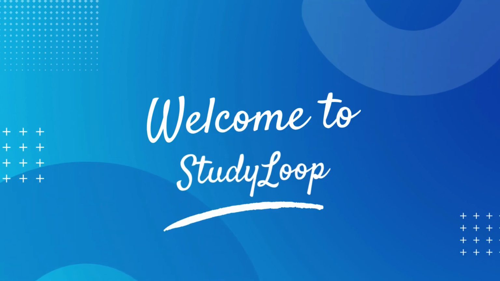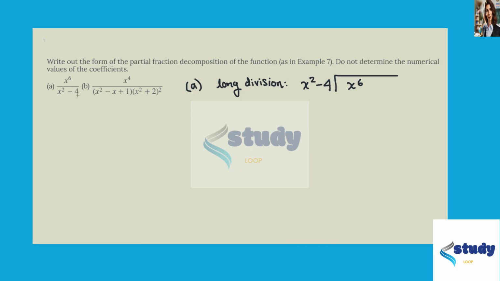Welcome to Study Loop. Let's go ahead and find the partial fraction decomposition for these fractions given in part A and B. So let's start with part A, x to the 6th on top, x squared minus 4 on bottom.